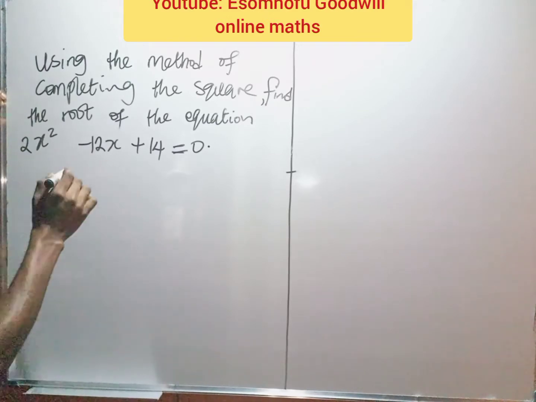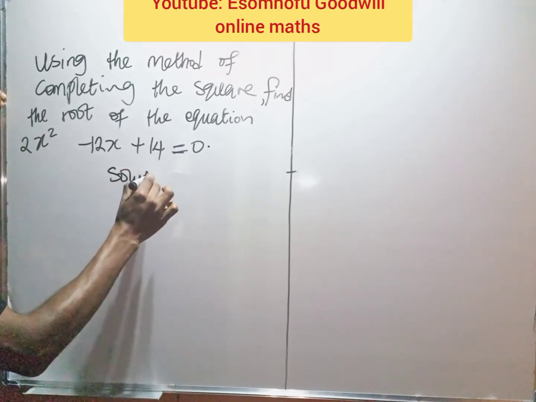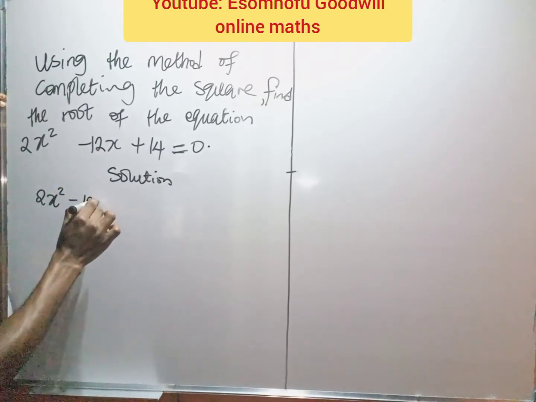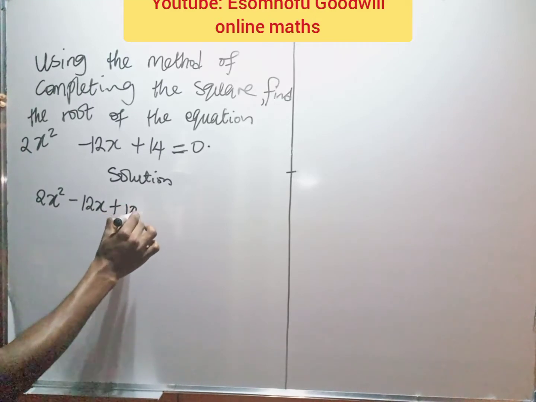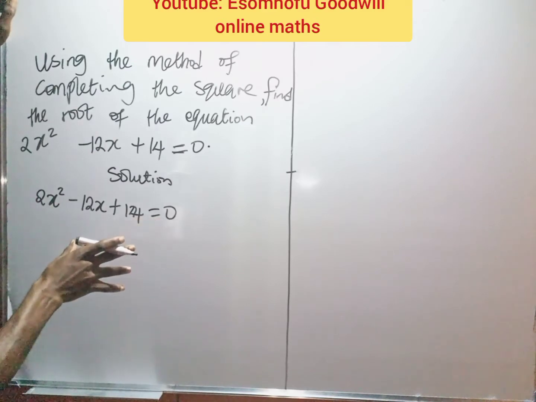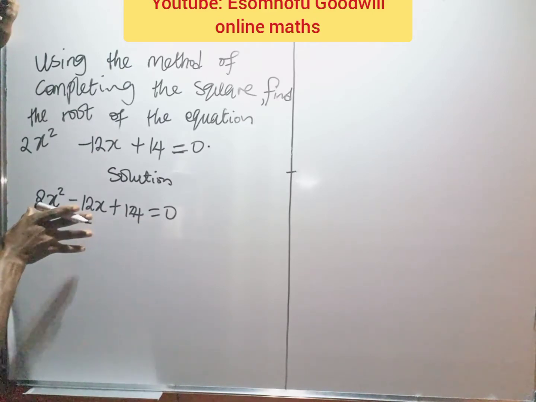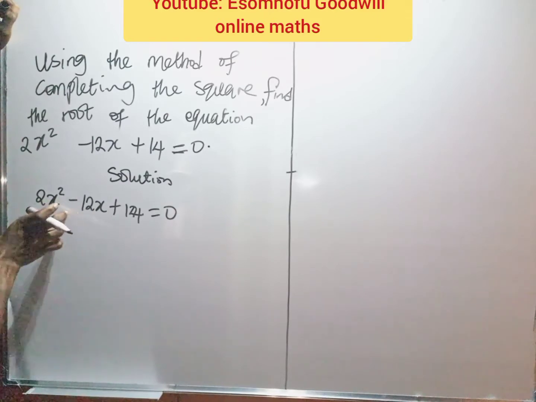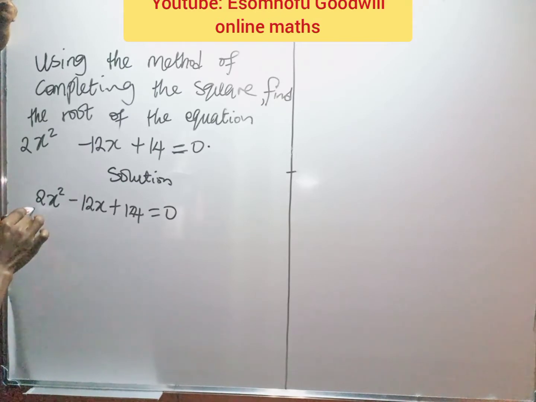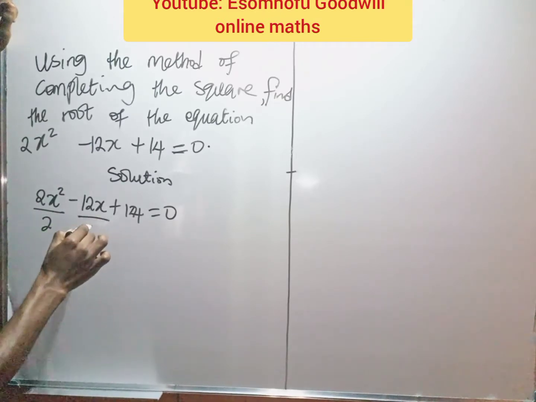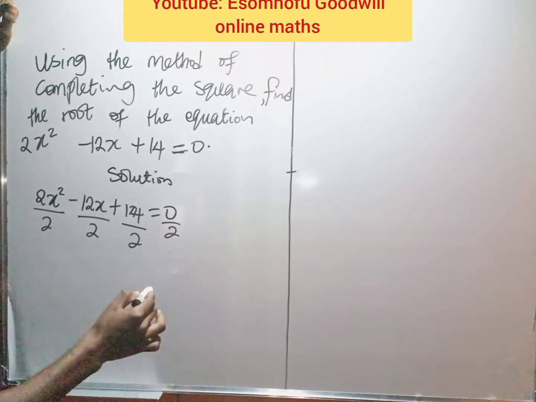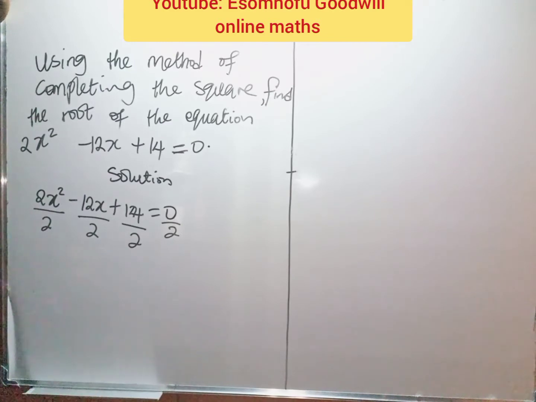So if you observe the equation that we have on the board, we have 2x squared minus 12x plus 14 is equal to 0. To solve this equation exactly using the completing the square method, we need to divide through by the coefficient of this x squared. The coefficient is 2, so we divide each term by 2. Anything 0 divided by 2 is also always 0.